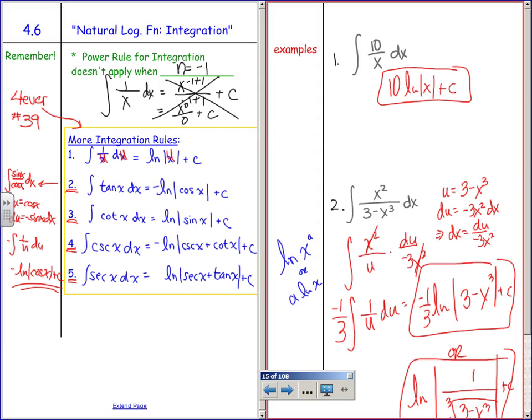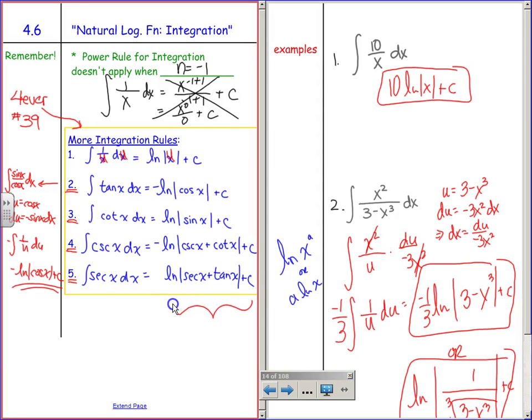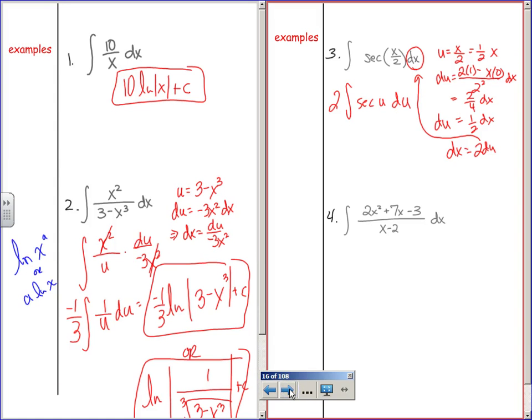Secant squared goes to tangent. Secant tangent goes to secant. That's derivatives backwards. Those are trig. Secant, it's an ln. Why? It's okay. Take its derivative, have some fun, simplify, and it'll become that. That's why. I'm not doing anything else than that. Go take a derivative.